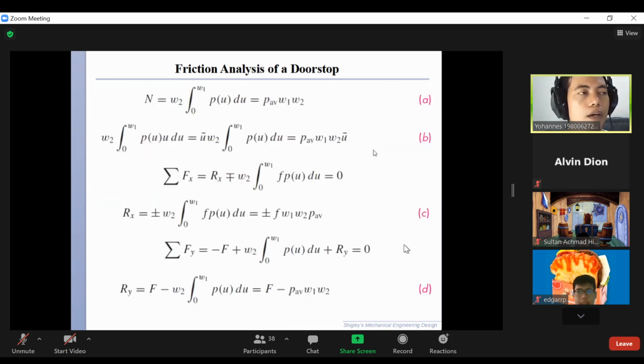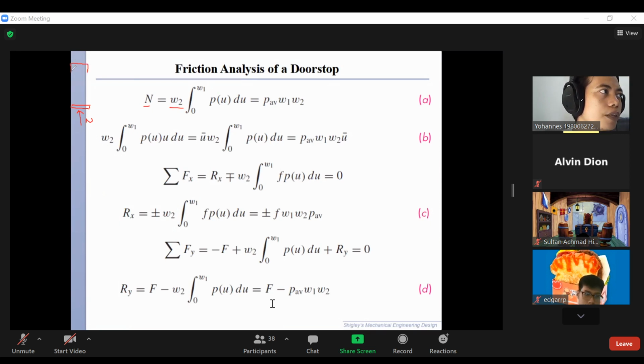Okay, so here is the mathematical analysis from that free body diagram. Here we have the normal force working on the brake pad. So this is the normal force, and this is the width of this brake pad. If you see it from the top side, it has the dimension of W2 and the width is W1.